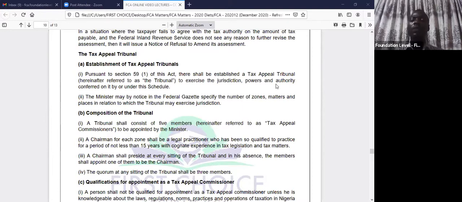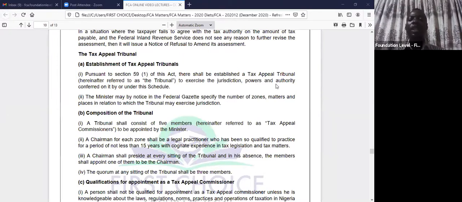So you see, all this 15 years experience will make the chairman well abreast with the tax laws so that he can give a judgment that will seem to be flawless. Now, other people who are members of the tax appeal commissioners may not need to be legal practitioners or need to have 15 years experience, but at least they should have experience in tax practice.